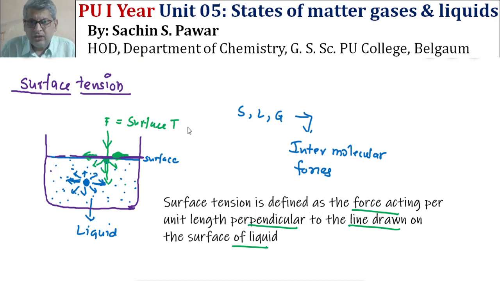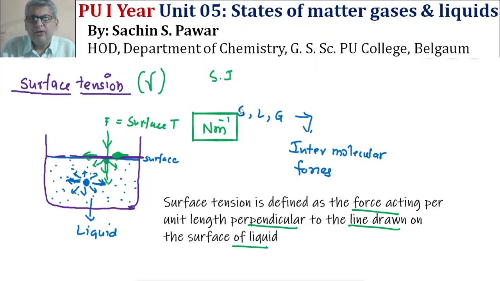And you know the unit of force is Newton, acting per unit length. The unit of length is meter, so the SI unit of surface tension is Newton per meter, and the symbol for surface tension is gamma. Therefore the SI unit of surface tension is Newton per meter. So this is the brief idea regarding surface tension.